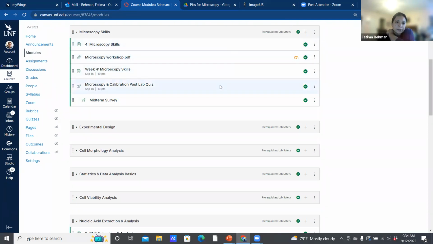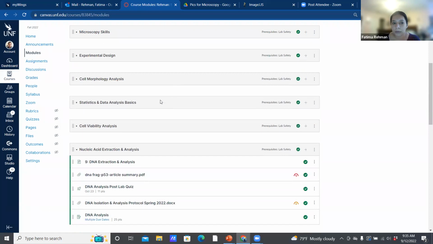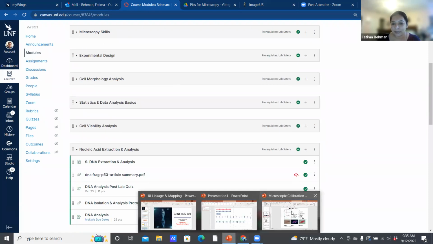So Jennifer, you may want to do the same thing. Add that as an assignment link within your class's Canvas page, module, so they can just click on that and know where to find it. Okay, back to our stuff.